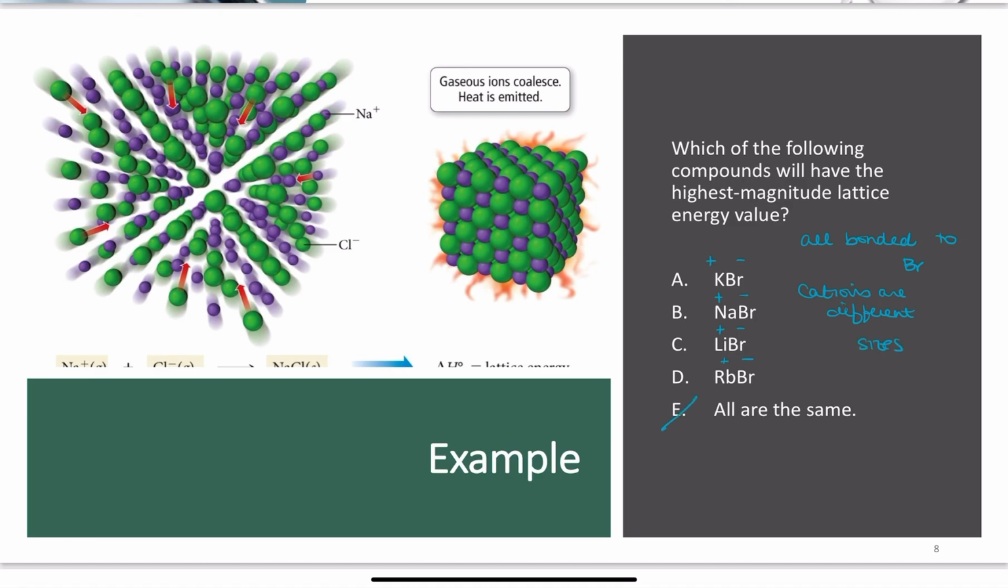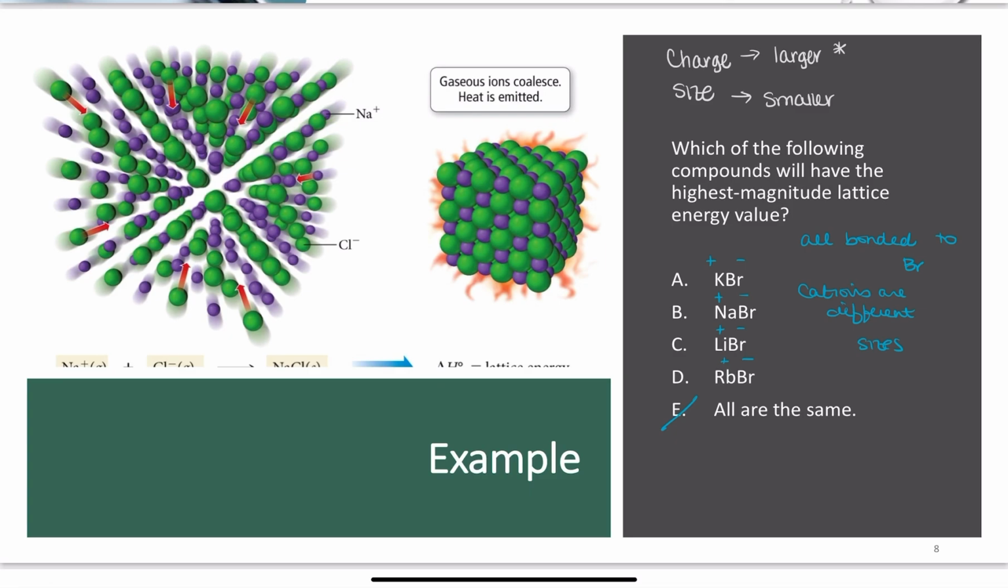So it's not E. We talked about this in the Module 10 content, but we know that we have to look at charge, and we have to look at size. Larger charge is greater energy, smaller size is greater energy. And we know that charge trumps size. They all have the same charge, so now we just have to look at size.